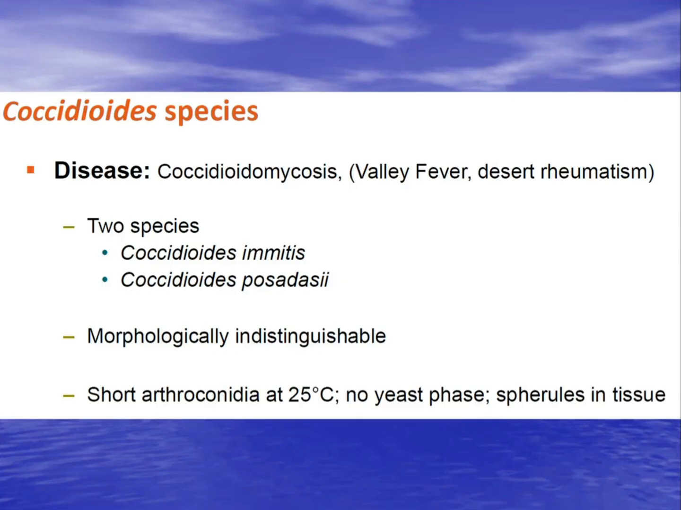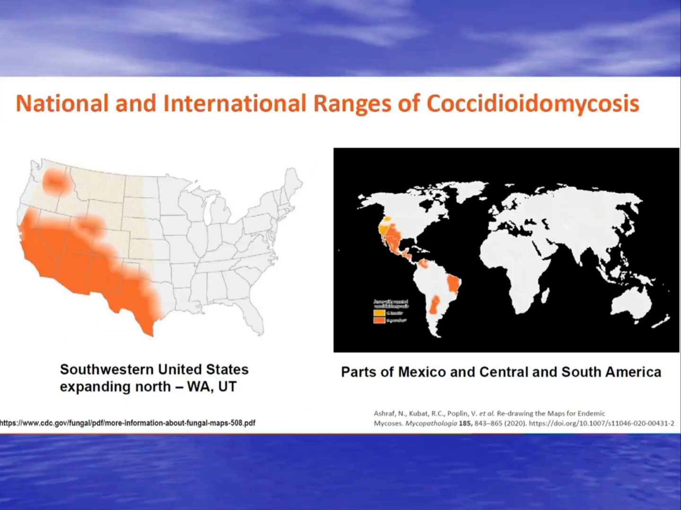Okay, so here's the two coccis. There's immitis and posadasii. Again, look at the bottom: no yeast phase, spherules in tissue, the arthroconidia, valley fever, okay? You can't tell them apart, nor do we treat them differently, but there it is out west. It is in Central and South America. It's nowhere else in the world that we know of yet.